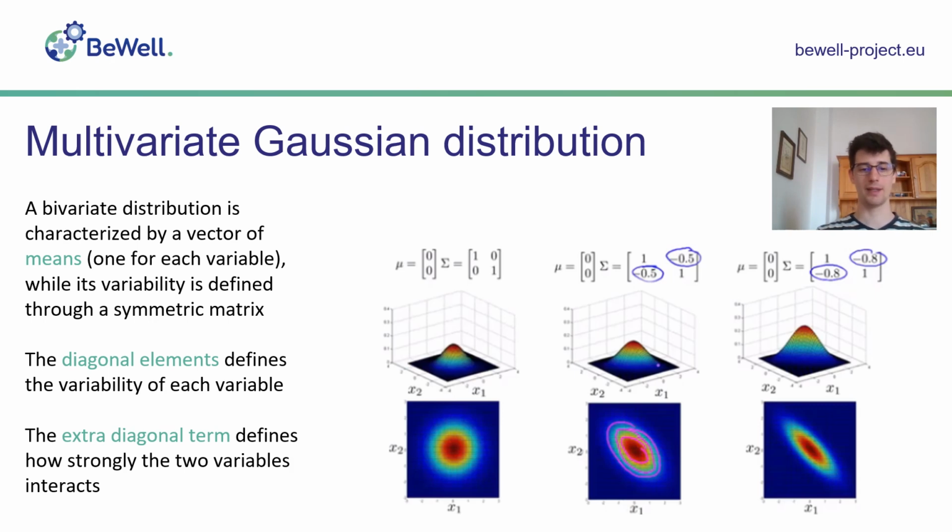The diagonal elements define the variability of each variable. The extra diagonal term defines how strongly these two variables interact. Small values in absolute value mean small interaction between the variables. Visually, this is the case when we see that the shape of the cloud of points is circular. Large values in absolute value instead mean strong interaction between the variables. Visually, this is the case when we see that the shape of the cloud of points is elliptical.